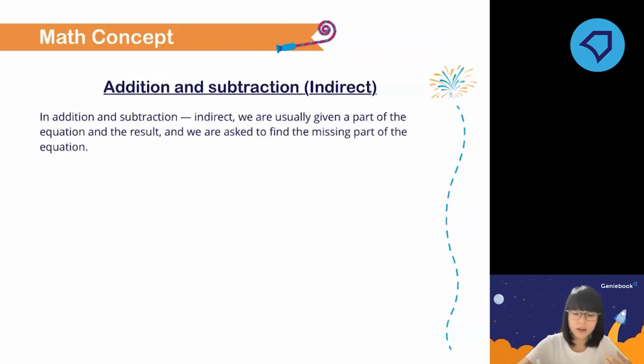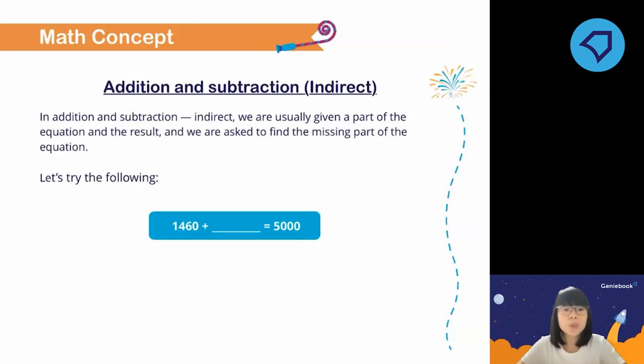So let's try the following. We have 1,460 plus something will give me 5,000. Okay, will give me 5,000 over here. So from here, how do I find the missing number? Do I need to do addition or do I need to do subtraction? Subtraction, minus, excellent job. That is why we call this to be indirect, because over here you see addition. But you all know in order to find this missing number over here, we need to do subtraction.